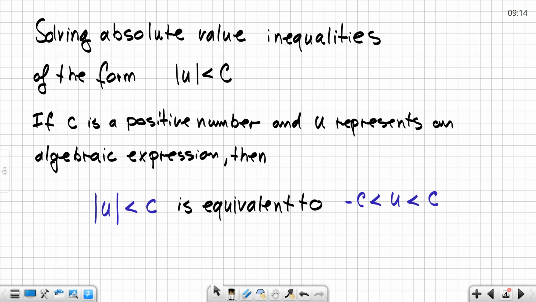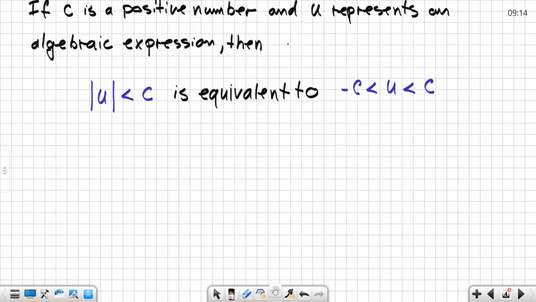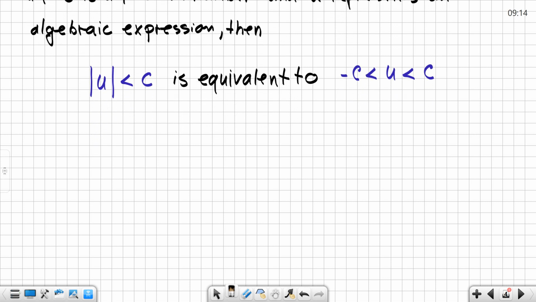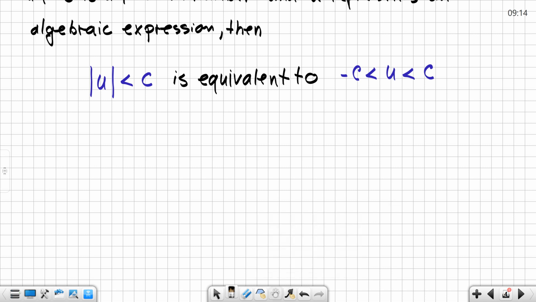We are solving absolute value inequalities of the form the absolute value of u is less than c. So if c is some positive number and u represents an algebraic expression, something with an x, then the absolute value of u is less than c is the exact same as saying u is between negative c and positive c. What in the world does that mean?